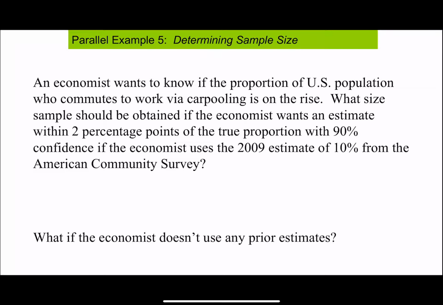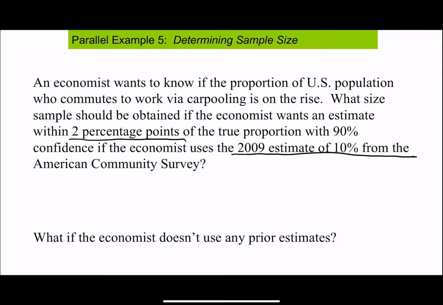Okay. I want you to try this one. We're at the end. You're doing the same thing that we just did. An economist wants to know if the proportion of the U.S. population who commutes to work via carpooling is on the rise. We want to know what size sample should be obtained if the economist wants an estimate within 2 percentage points, so 0.02, of the true proportion. We want a 90% confidence interval, if the economist uses the 2009 estimate of 0.10 or 10% from the American Community Survey.